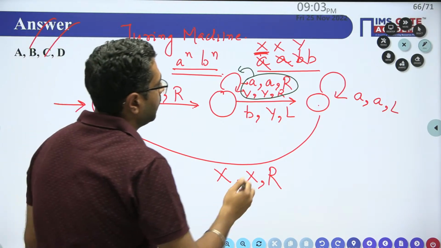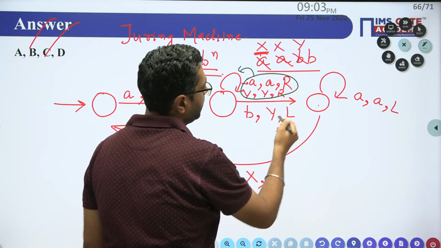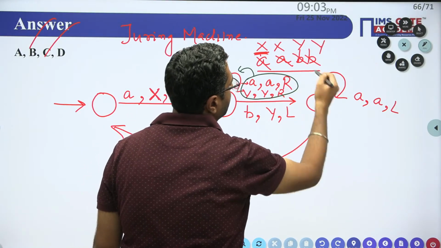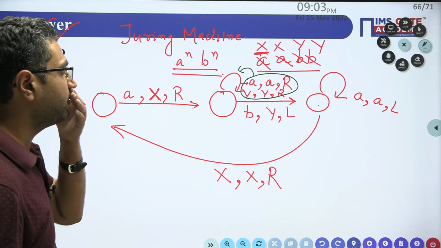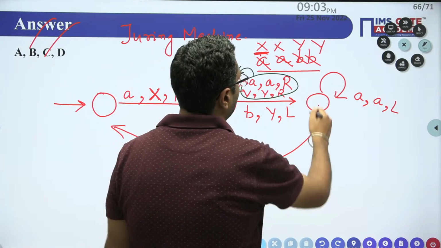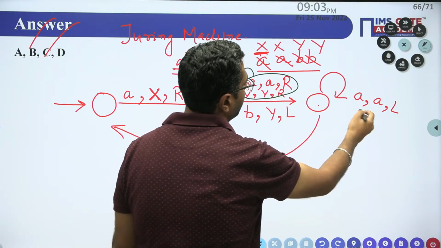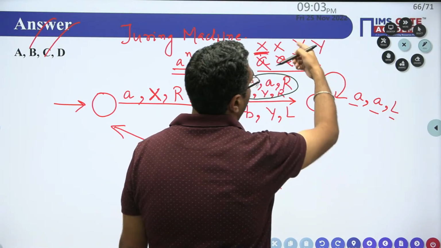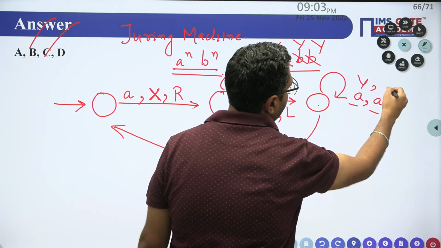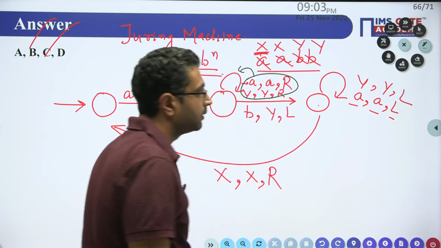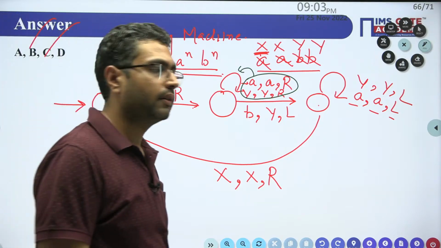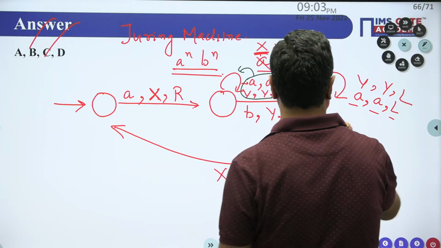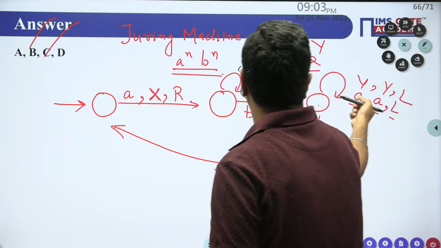So now I get a b, I'll replace it with a y and I'll start moving left, right? I have exhausted all a's and b's. Now when I start moving left, I earlier wrote that I have to replace a's with a's. I also have to replace y's with y's and keep on moving left. Right? So now at this state, I have started going left.